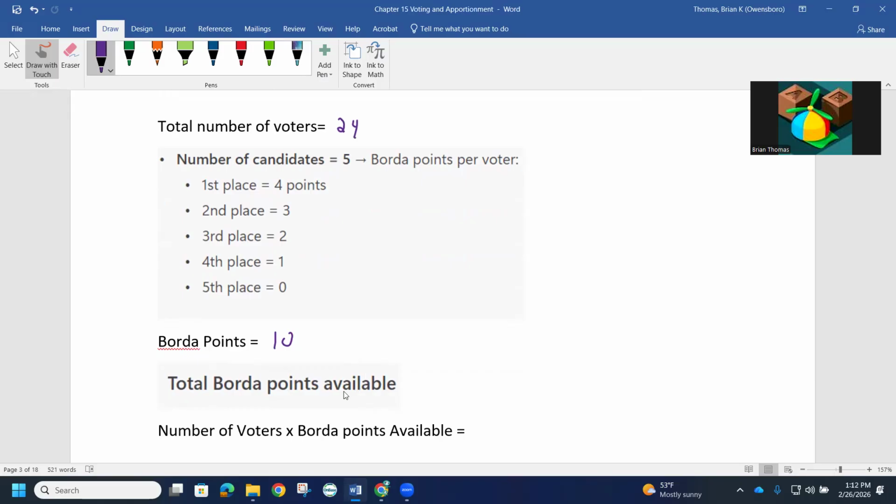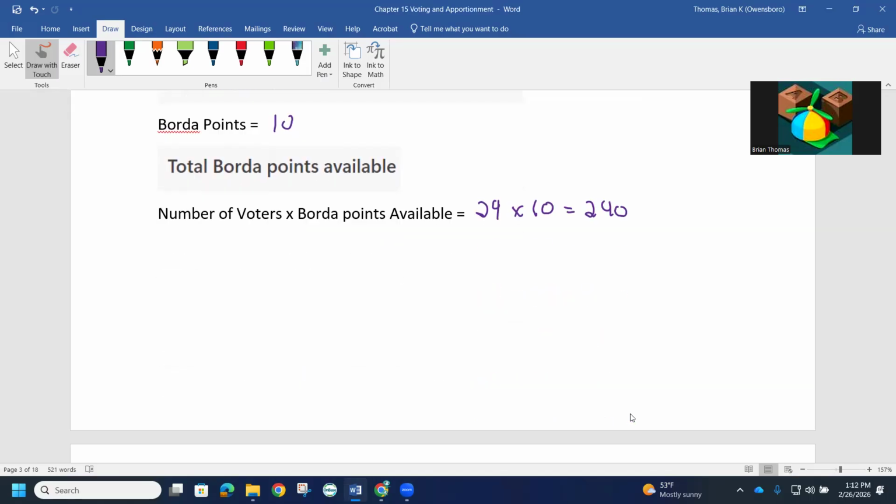But now what we've got to do is determine the number of total points available. So what we do there is we multiply the number of voters times the Borda points available, and that'll give us the total Borda points available. Since we had 24 voters and there's 10 points out there on the board, if we multiply 24 times 10, that tells us that 240 Borda points are going to be available.